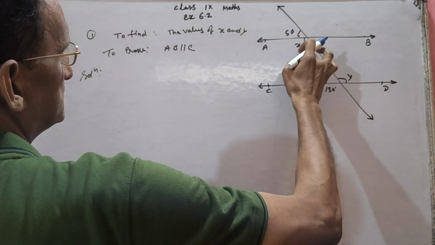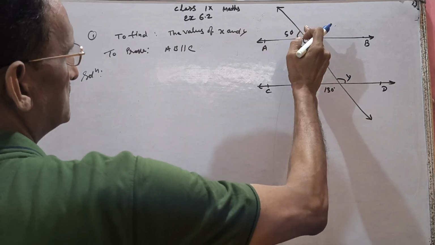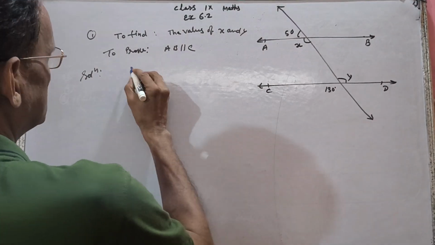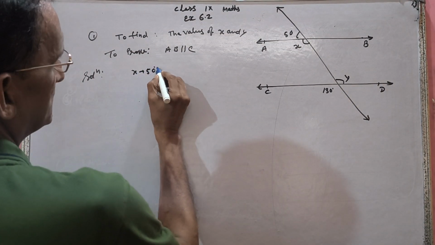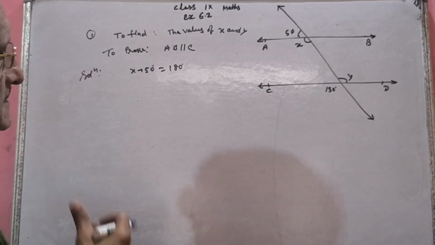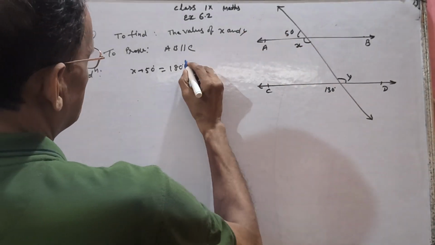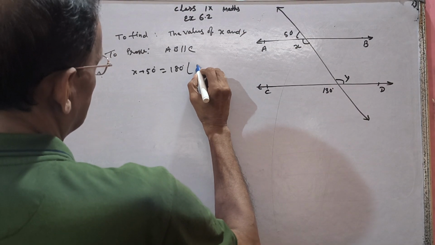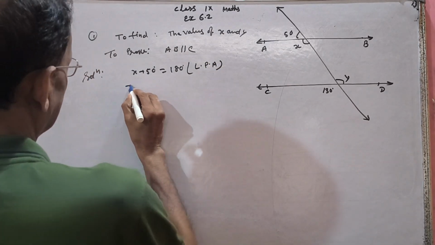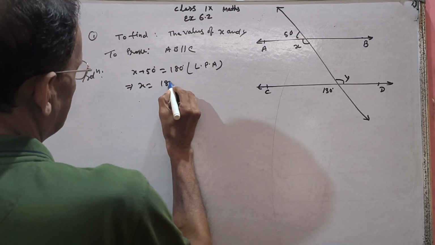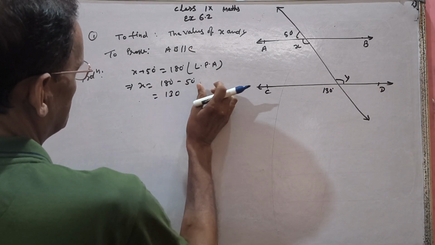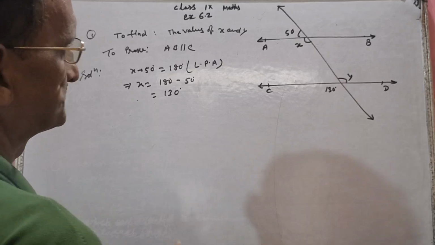See, this and these two angles are linear pair. So linear pair means X plus 50 degree is equal to 180 degree, because these together make a straight angle. You can write straight angle, or you can write linear pair axiom also. So what is X equal to? 180 degree minus 50 degree. How much will we get? 130 degree. So X is 130 degree.